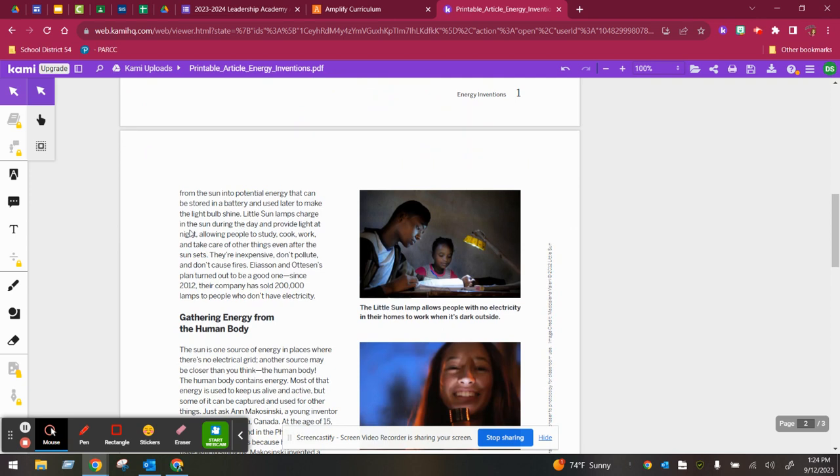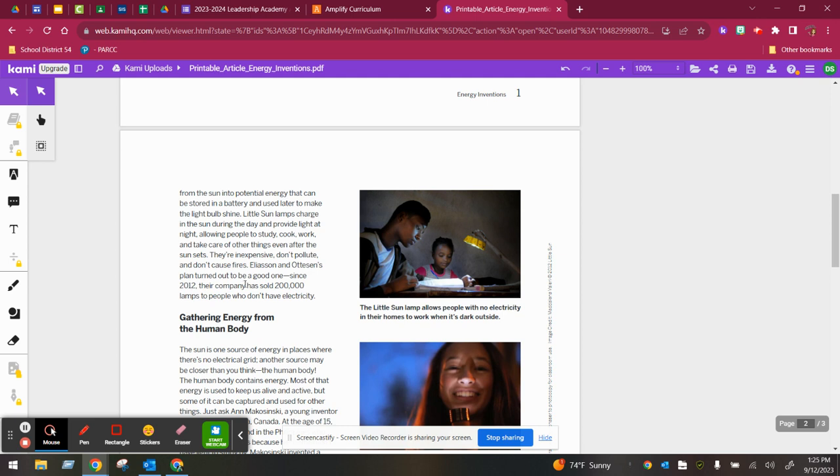Little sun lamps charge in the sun during the day and provide light at night, allowing people to study, cook, work, and take care of other things even after the sun sets. They're inexpensive, don't pollute, and don't cause fires. Eliasson and Ottensen's plan turned out to be a good one.